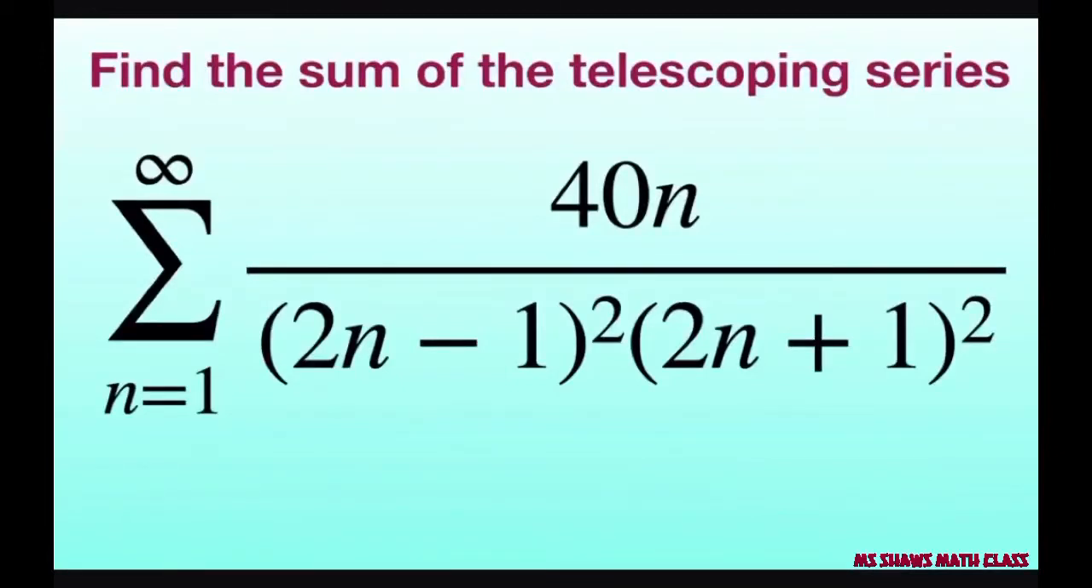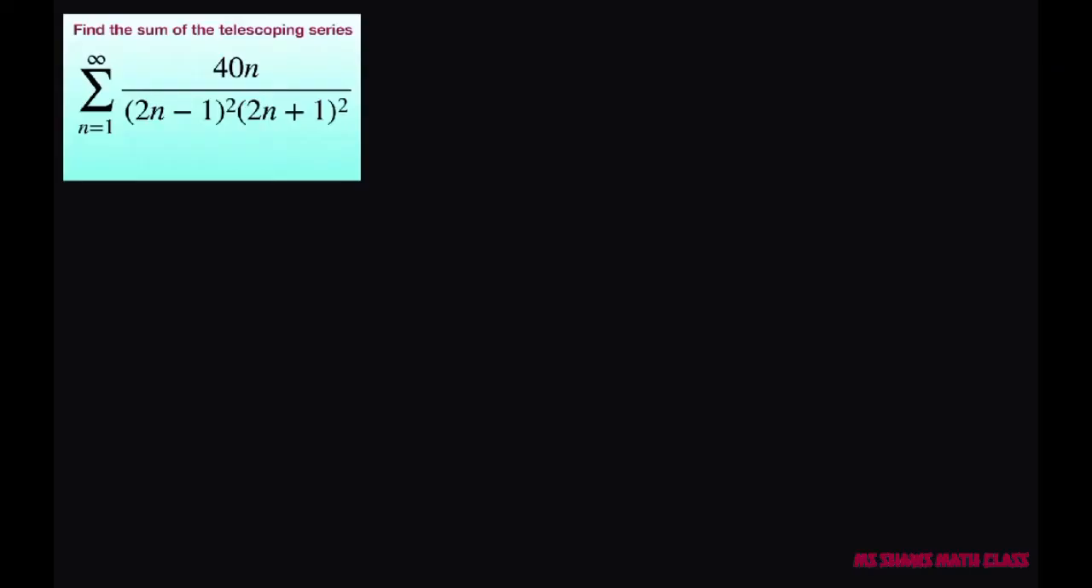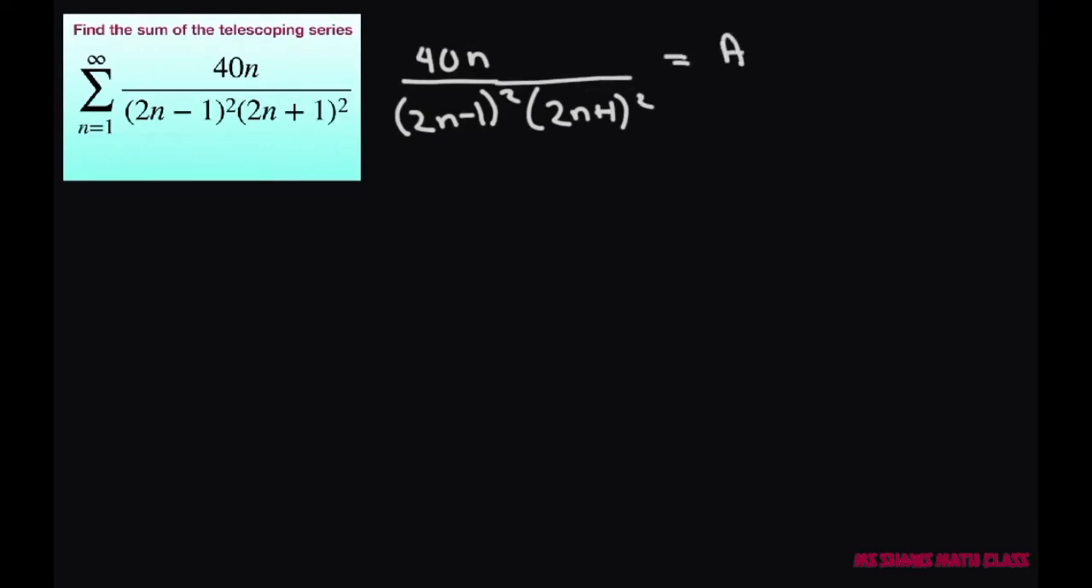Hey everyone, we're going to find the sum of the telescoping series 40n divided by (2n minus 1) squared times (2n plus 1) squared. The first thing we're going to do is set this up and do partial fractions. So we can write this as 40n divided by (2n minus 1) squared times (2n plus 1) squared equals A divided by (2n minus 1) squared plus B divided by (2n plus 1) squared.